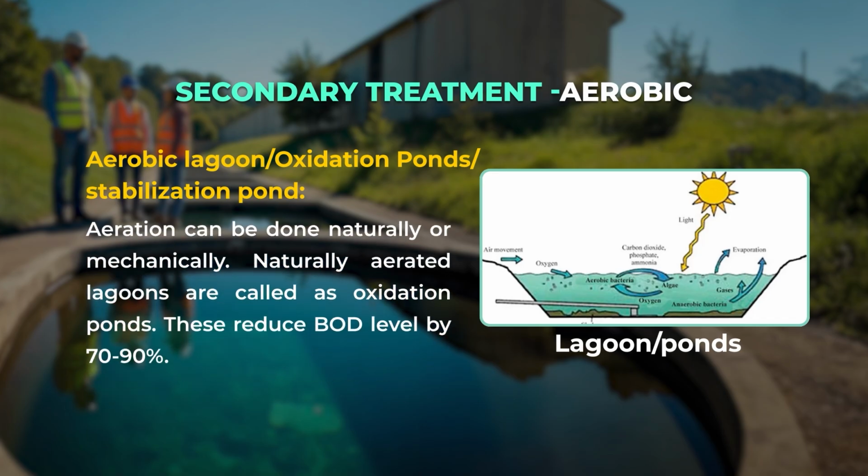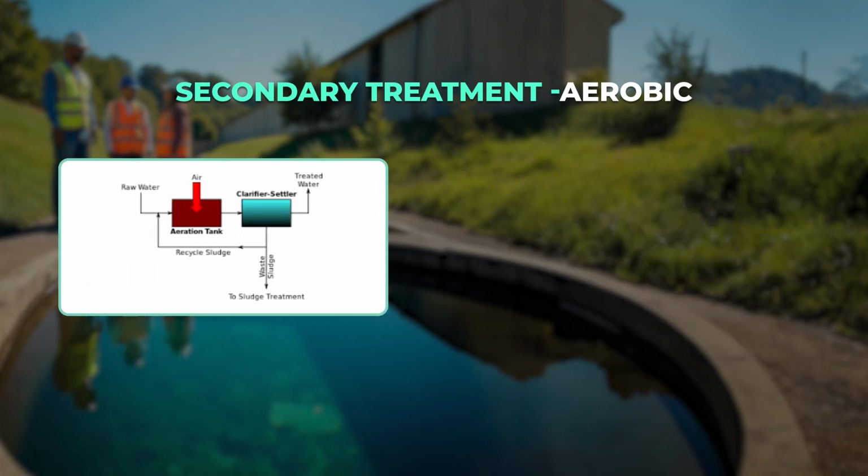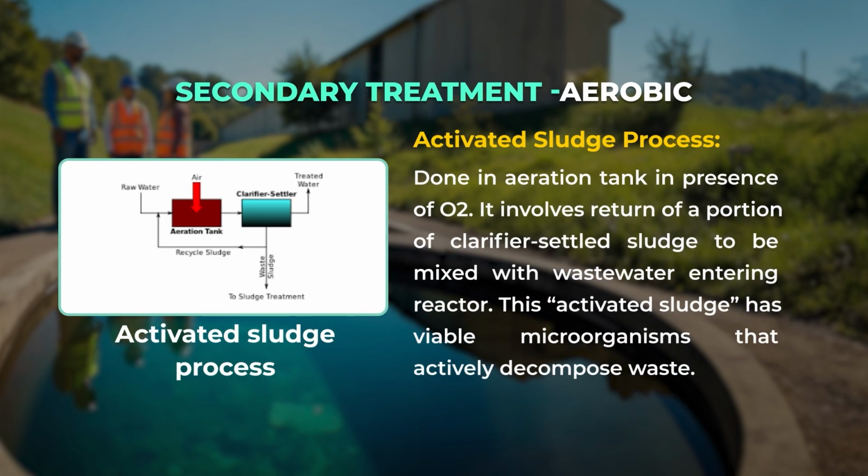Aeration can be done naturally or mechanically. If naturally aerated, lagoons are called oxidation ponds, and this method reduces the BOD level by up to 70 to 90%. The next is the activated sludge process, where the wastewater is treated in an aeration tank where air is mixed with the raw wastewater, and it is allowed to stay there for some time. Then in the clarifier or settler it is allowed to settle, which produces the treated wastewater and the sludge, and some part of that sludge is returned to the aeration tank, which provides the microbial source for the decomposition of the organic waste. That is why this is called the activated sludge method.